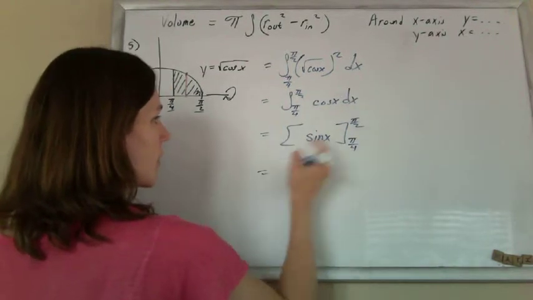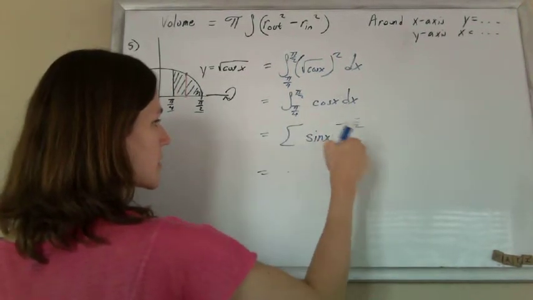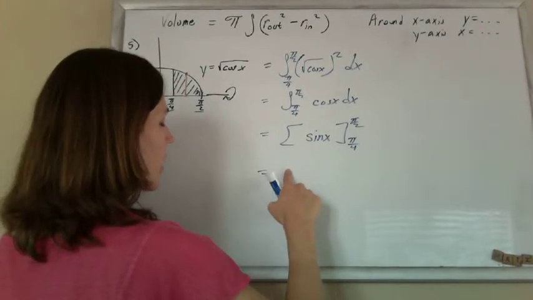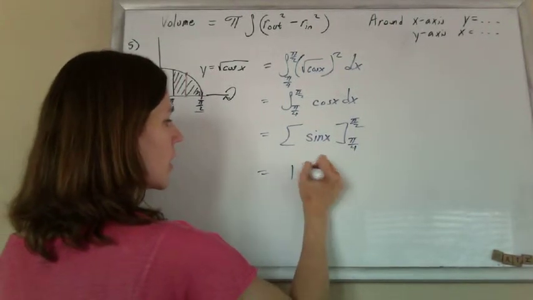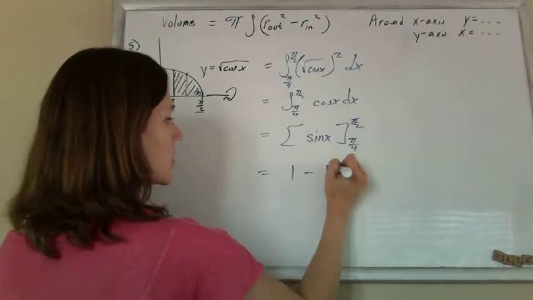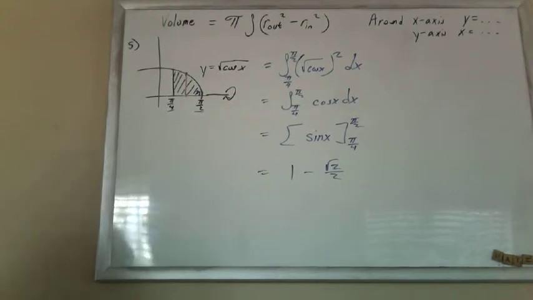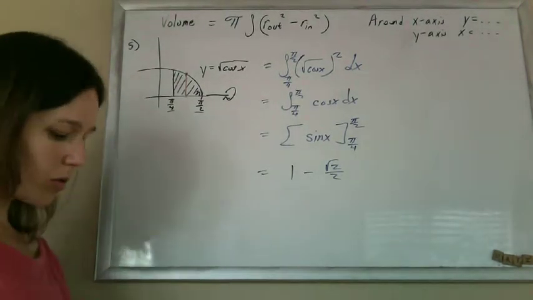All we got to do now is plug in the pi halves and subtract what we get when we put in the pi fourths. So the sine of pi halves is 1, and the sine of pi fourths is root 2 over 2. And there's not a whole lot we can do with that. So we check to see if the book agrees.